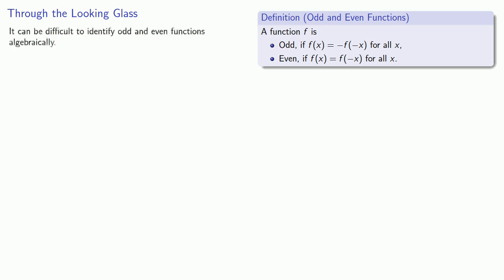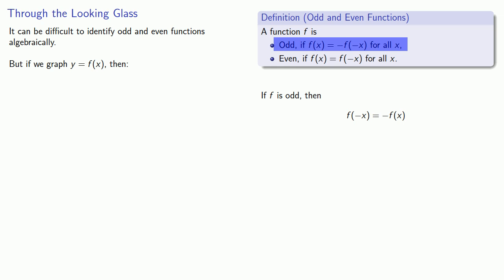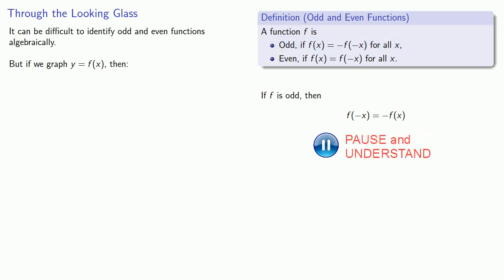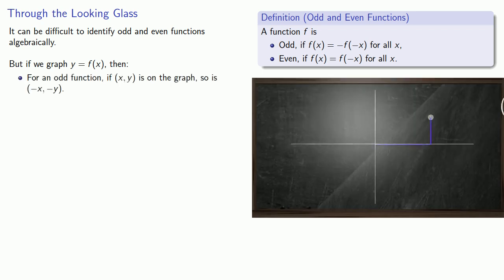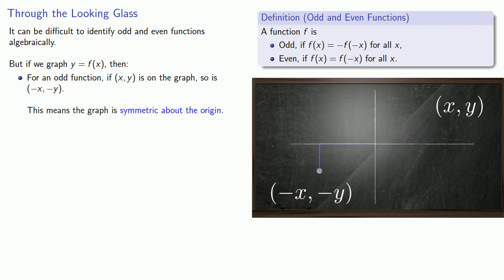It can be difficult to identify odd and even functions algebraically, but if we graph y equals f of x, then if f is odd, then f of minus x equals minus f of x. If x, y is a point on the graph, we know that y equals f of x, and so f of minus x equals minus y. And so minus x, minus y is also a point on the graph. So for an odd function, if x, y is on the graph, so is minus x, minus y, and this means the graph is symmetric about the origin.